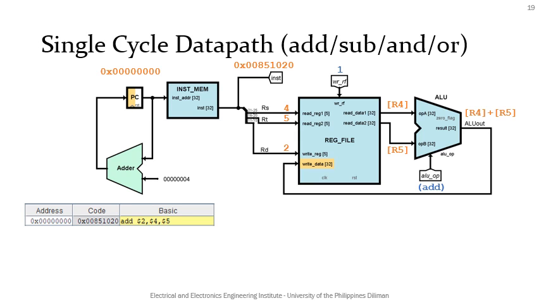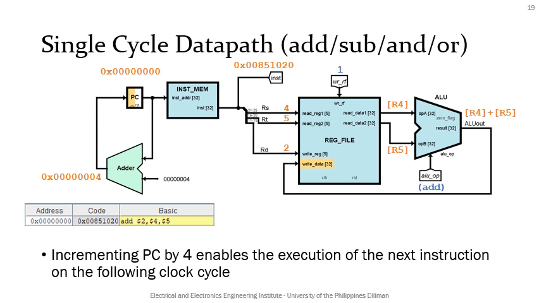This is achieved by incrementing PC by 4. Thus, we'll need another 32-bit adder to perform that job. With the new adder in place, after some delay, the PC register will see a value of 4 at its input, which will allow the next instruction at address 4 to be executed in the next clock cycle.